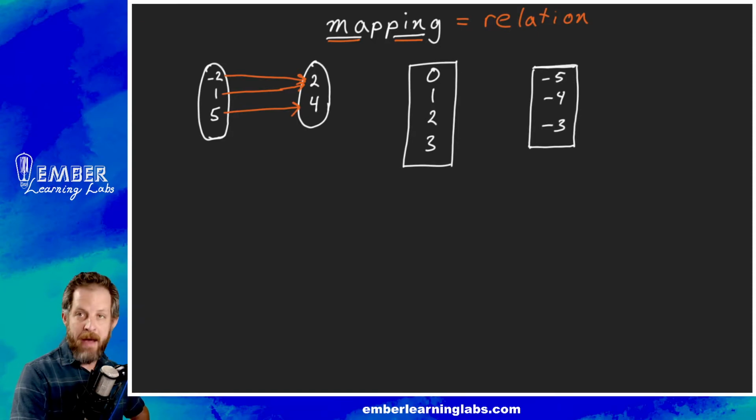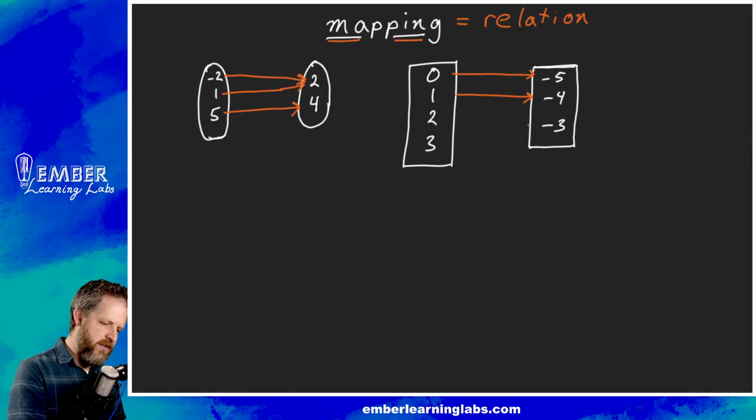And then we're going to map it. It doesn't make it a function. We'll talk about that in the next lesson, what makes a relation into a function, but it does make it a relation. Map a 0 onto a -5. We're going to map a 1 onto a -4. We're going to map a 2 onto a -3. And we're going to map the 3 also onto the -3.